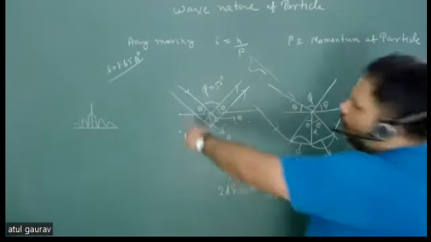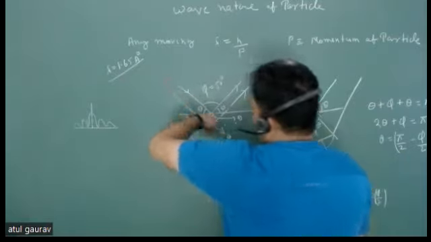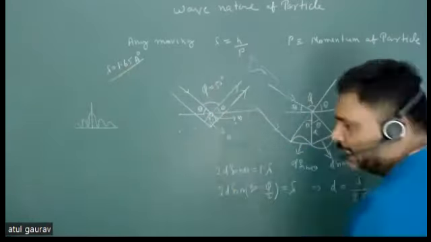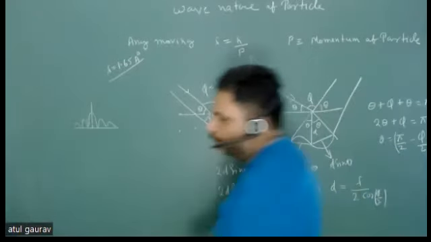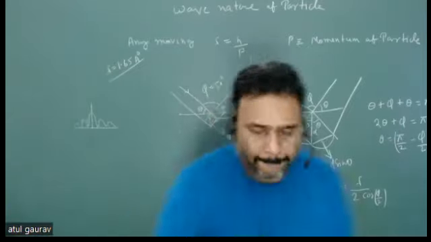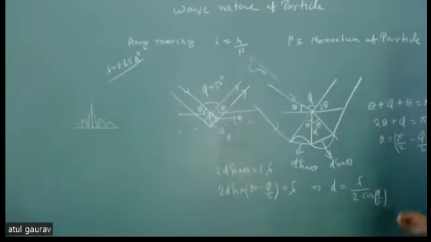And we know the wavelength of the incoming wave. The wavelength of the incoming wave is 1.65, and we can easily calculate this. Can you calculate? Yes, sir. From there, we can put the value of lambda as 1.65 and phi as 50 degree, and you can calculate this d. This d is 0.91 angstrom.